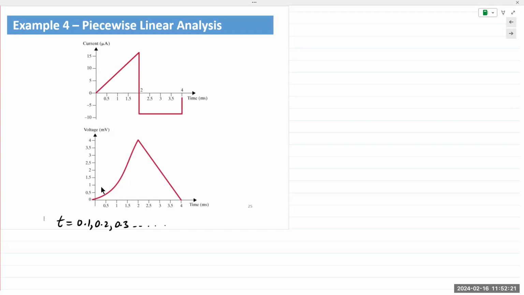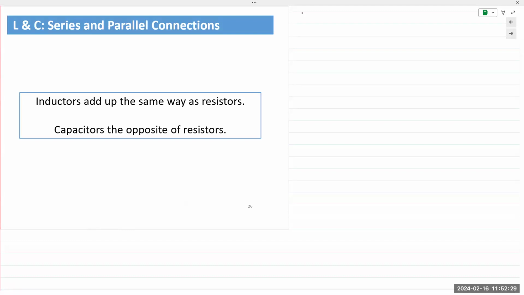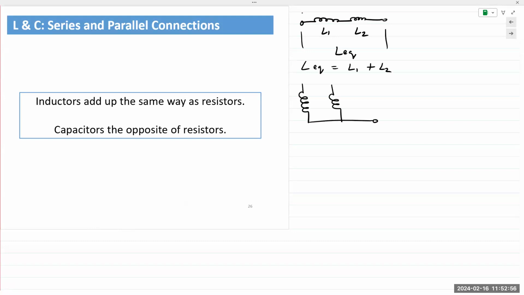Okay. Then let's look at what happens if you connect capacitors in parallel and series or inductors in series and parallel. Similar to resistors, where we reduce a large network of resistors down to one single one, we can find LEQ for a series network as simply L1 plus L2. If you have a parallel connection, LEQ is simply, again, the sum of the reciprocals.